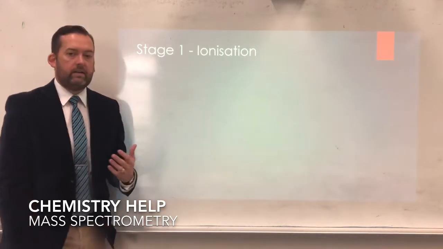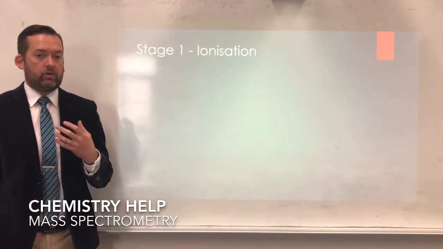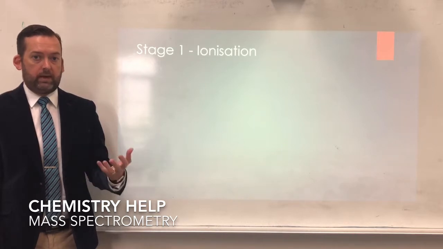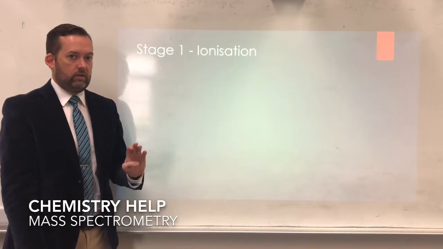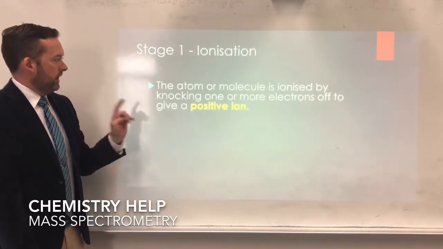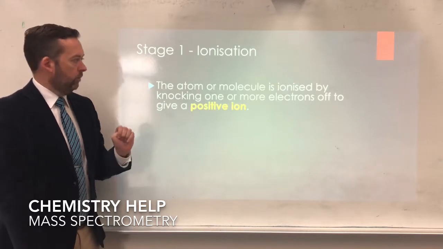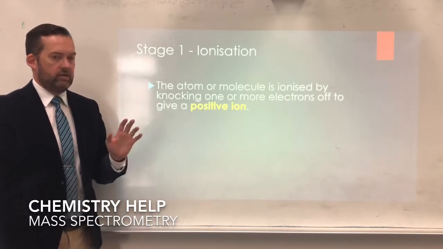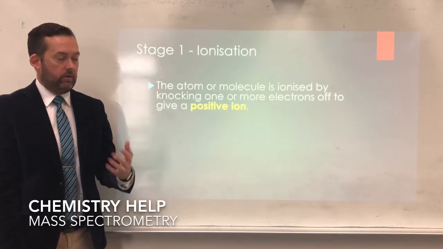Okay, so stage one is ionization. That's the first thing that must happen. So we have our sample, usually in an aqueous form. It's been prepared through another technique. Those techniques we don't need to go into. But what happens is the atom or molecule is ionized by knocking off one or more electrons to give a positive ion. So what we want is positive ions, not negative ones, positive ions.